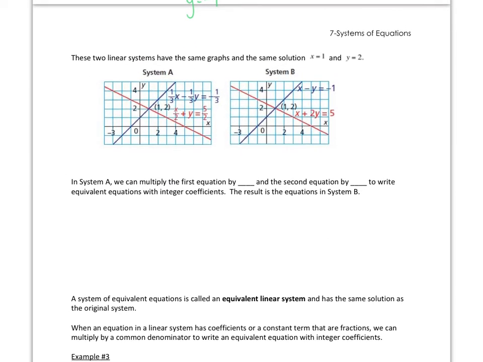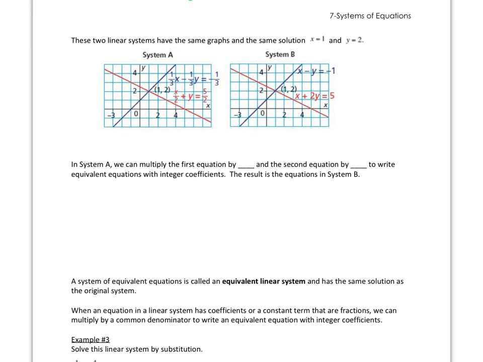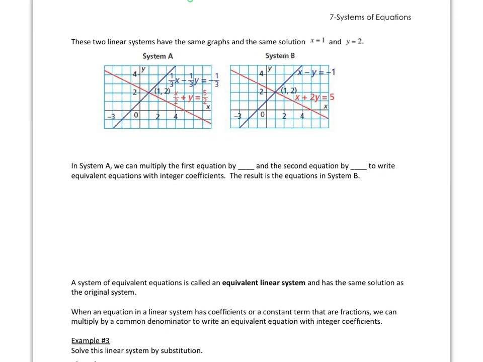So these two linear systems have the same graphs and the same solution. x equals 1 and y equals 2. Let's take a quick look at them. So our first one has 1/3 x minus 1/3 y equals negative 1/3. In our second system that had the exact same solution, this line is x minus y equals negative 1. We can just see that we've multiplied this equation by 3. In our second line, x over 2 plus y equals 5 over 2. Over here, it looks like the same equation. We've just multiplied the entire thing by 2.